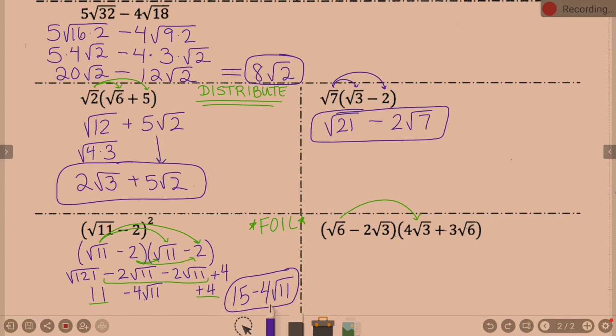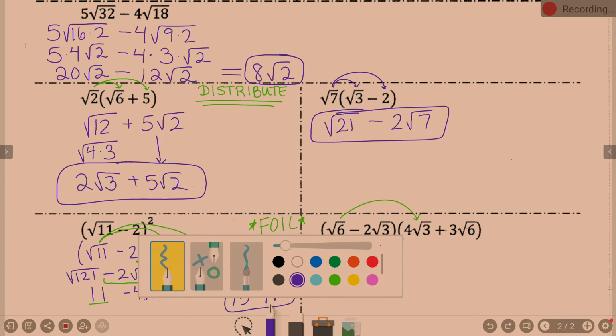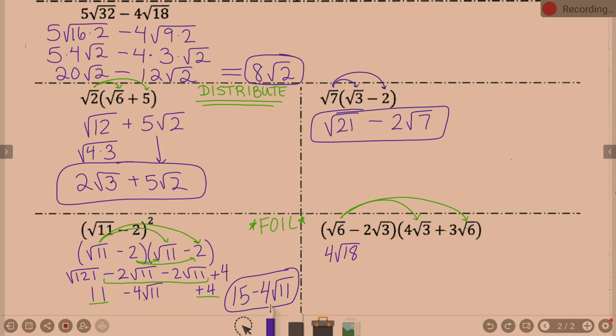So square root of 6 times 4 square root of 3. Sorry, I lost my train of thought. 4 square root of 18 is what we said, right? Okay. Now what am I multiplying? Square root of 6 and 3 square root of 6. And so it's going to be 3 square root of 36.